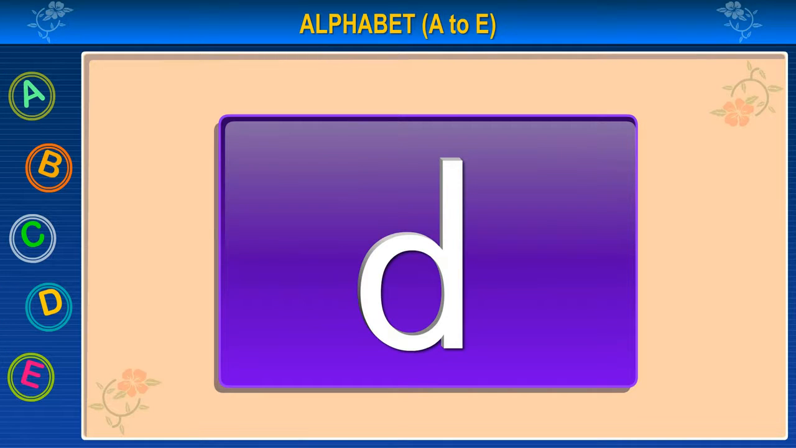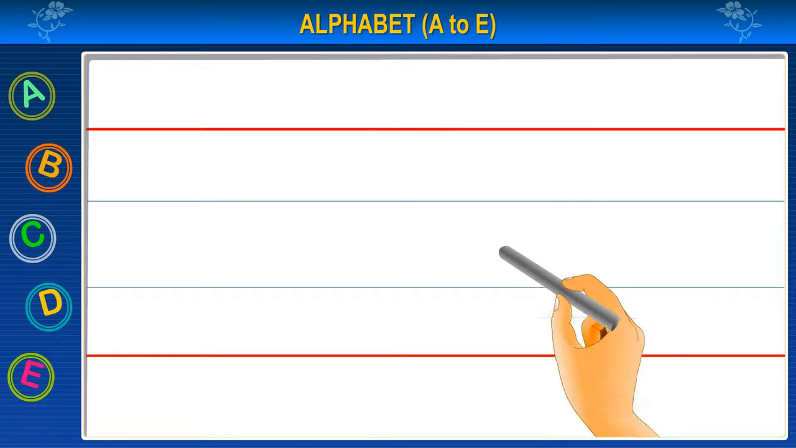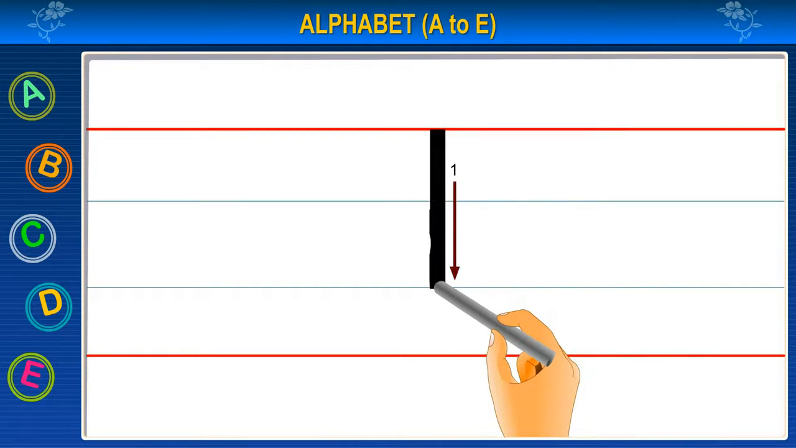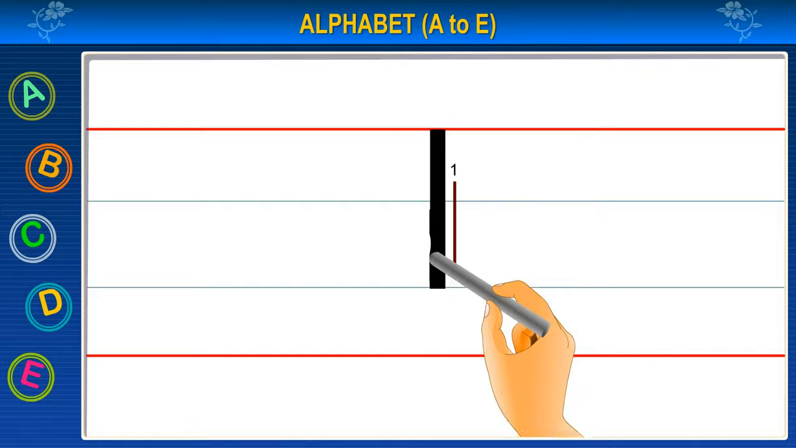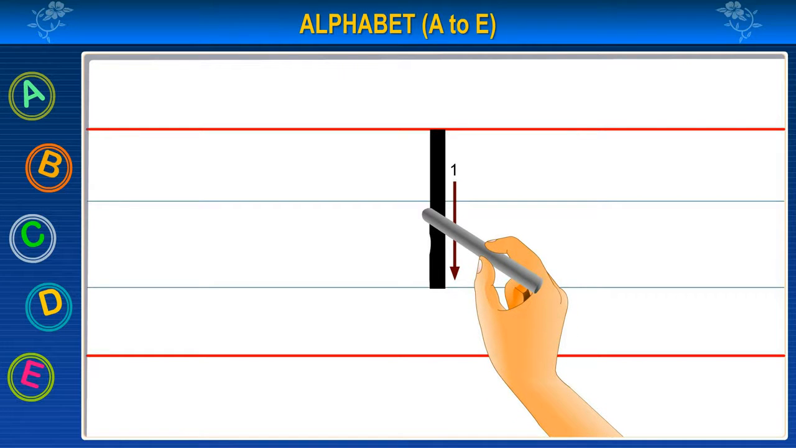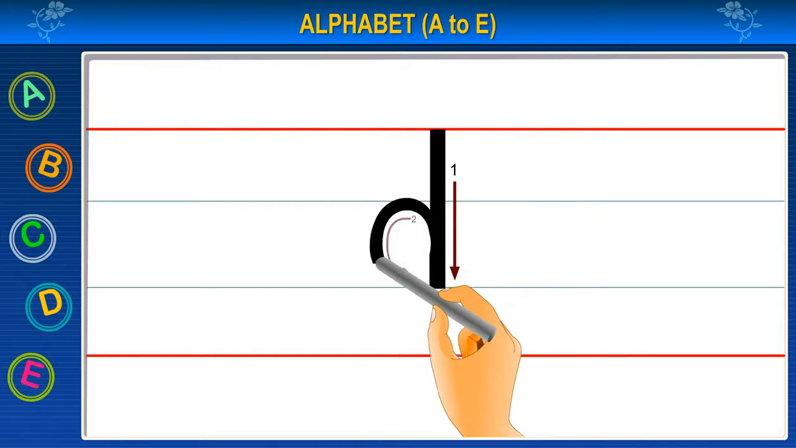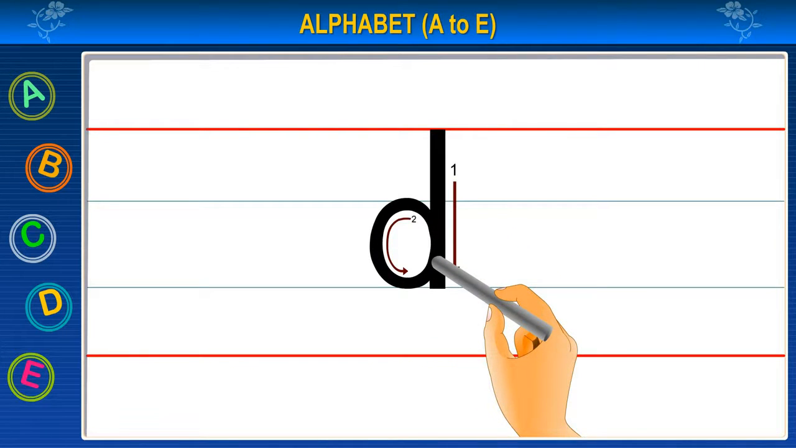Small d. Draw a standing line between first red line and second blue line. Now, come to the left side of the standing line and draw a right curve from the middle of the standing line to the bottom of the standing line. This is small d.